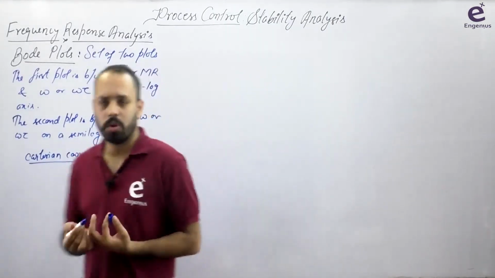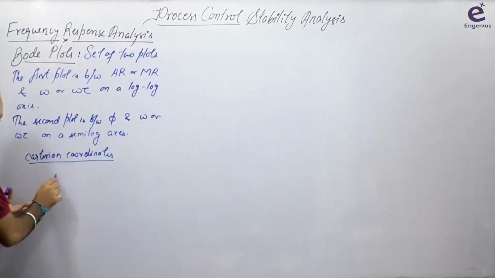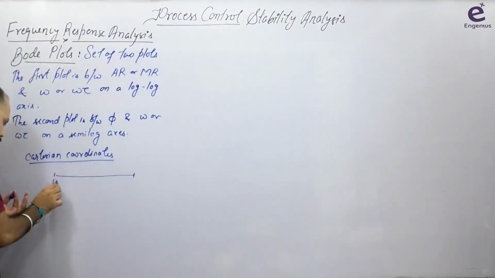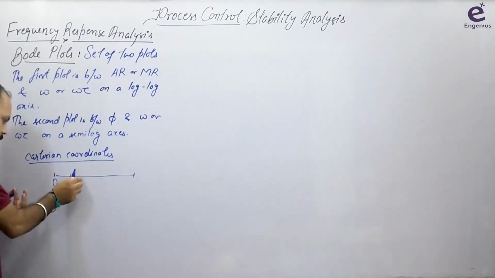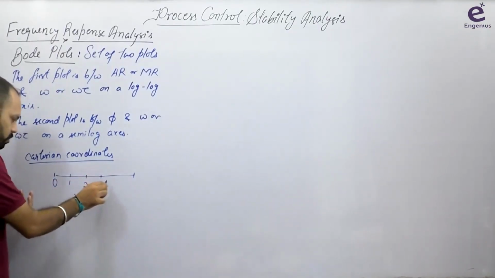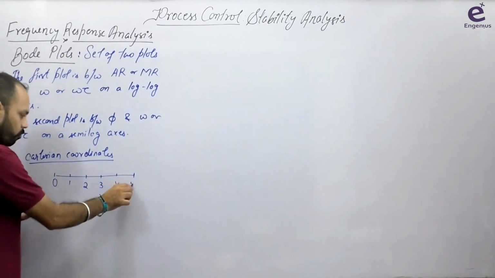Okay, Cartesian coordinates means, suppose this is the Cartesian coordinate. If this is 0 and I'm taking a fixed distance, this is 1. Again the fixed distance, this is 2. Again fixed distance, this is 3, 4, 5.